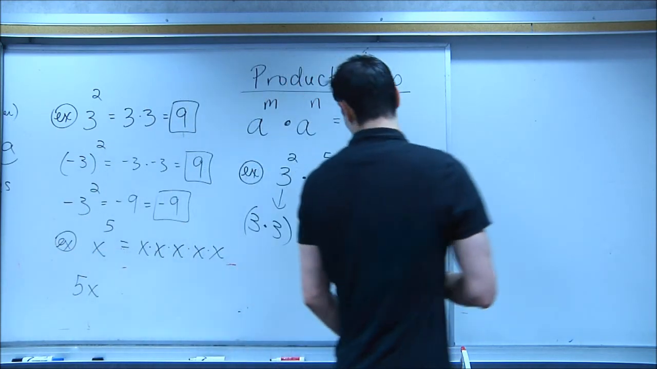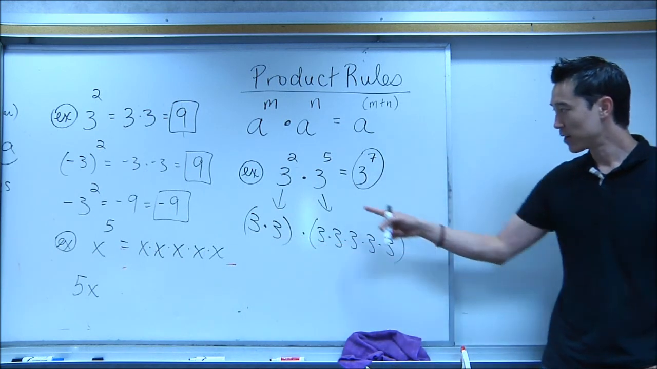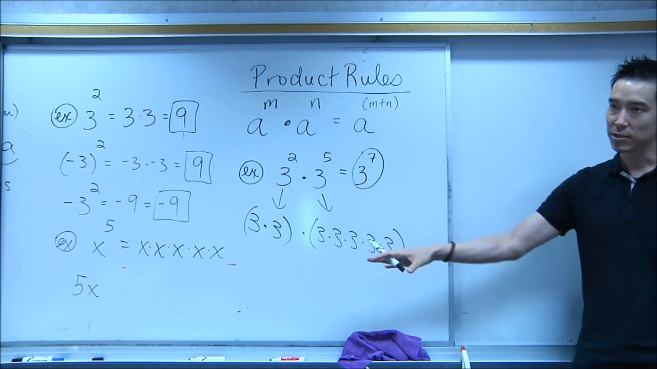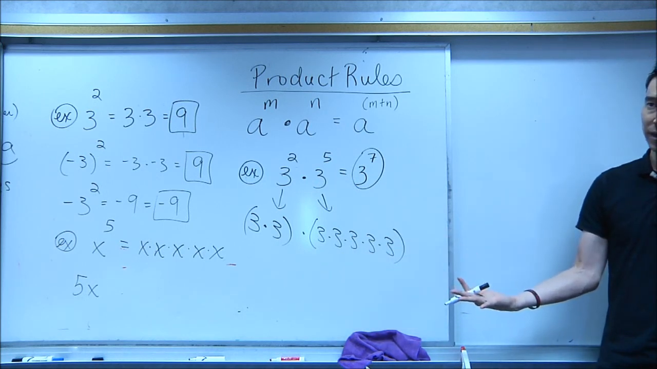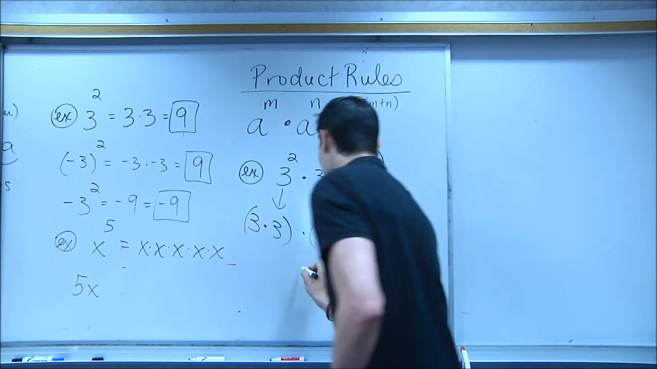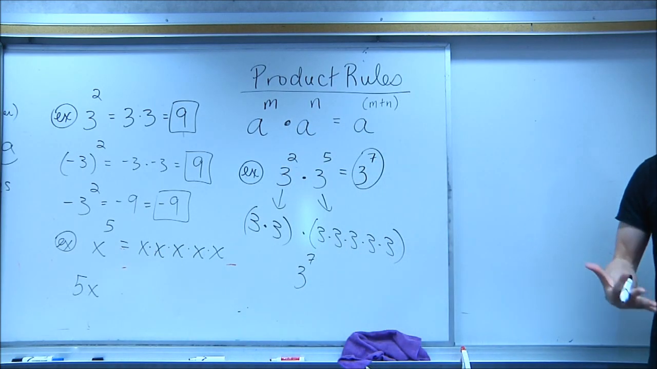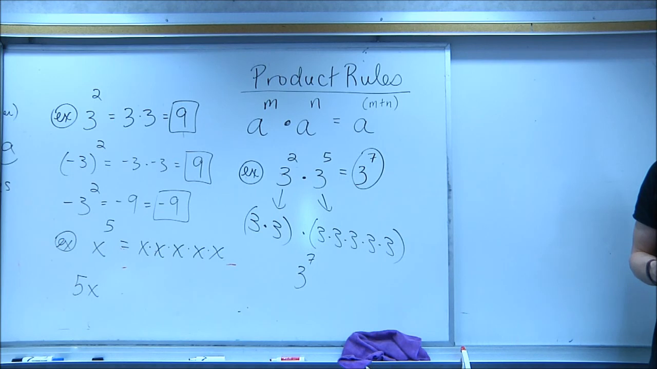Now, these are all being multiplied. So I have 3 times 3 times 3 times 3 times 3 times 3 times 3. If you just look at that, how many 3's do I have that I'm multiplying? 7. So this is why I just add them up. Does everybody see that? So it's basically just 3 to the 7th. That's why this rule is the way it is.